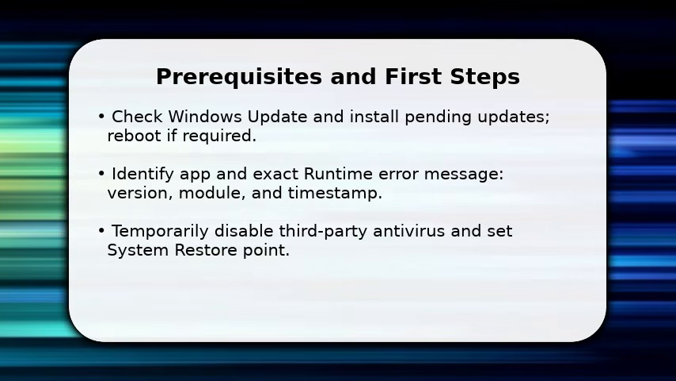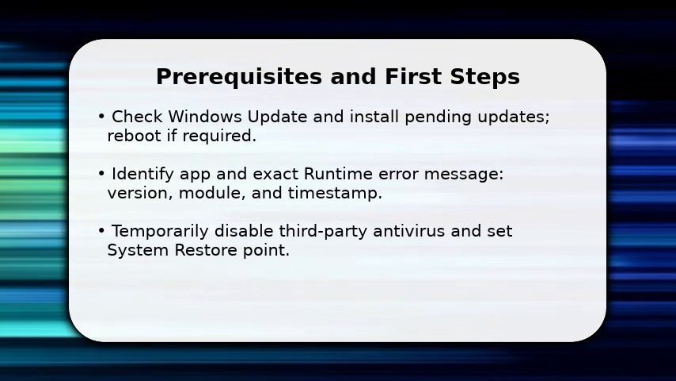You start by confirming prerequisites. Update Windows and reboot so system files are current. Once done, capture the exact Visual C++ runtime error text and which program triggers it. That tells you the version to target.